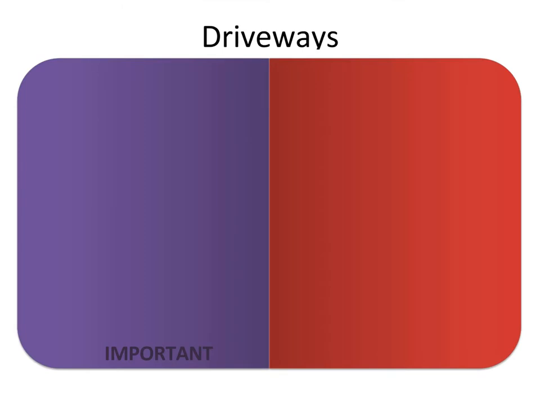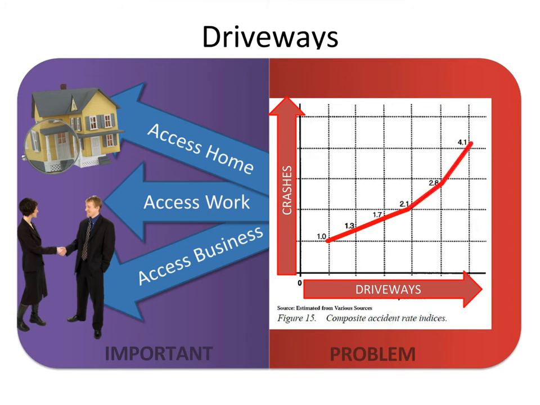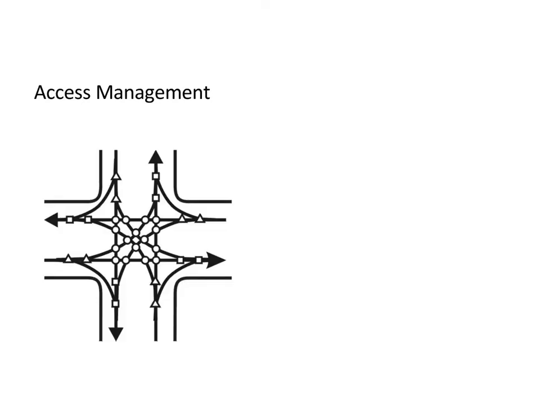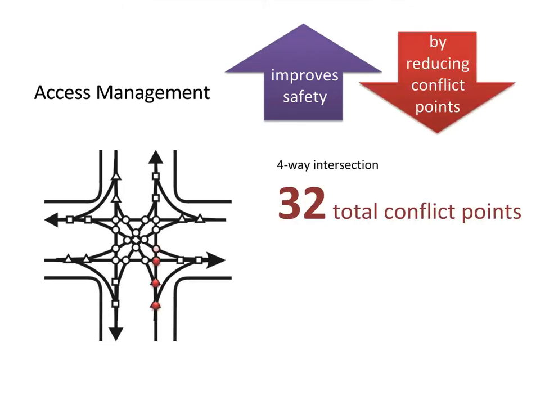We know that driveways are important because you use them to get to home, you use them to get to work, and you use them to get to businesses. The problem that research shows is that the more driveways you have, the more crashes exist on the road. This is the major problem. Access management at its simplest form improves safety by reducing the number of conflict points.